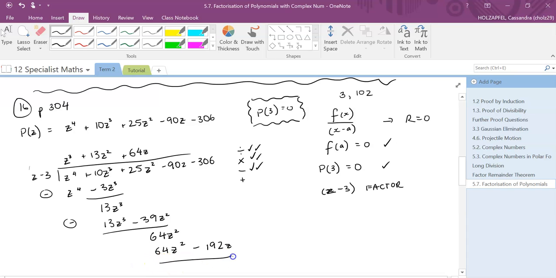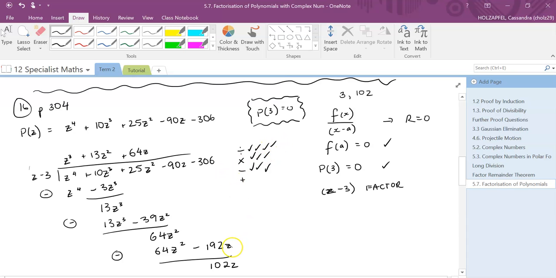Okay, so now we've done our division, we've done our multiply, now we're going to do our subtract. 64z squared takes 64z squared is 0. Negative 90z minus negative 192z is the same as negative 90 plus 192, so that's going to be 102z. Nearly there.